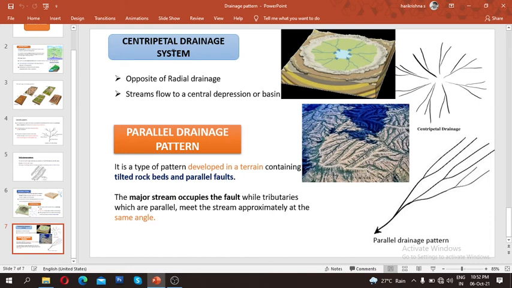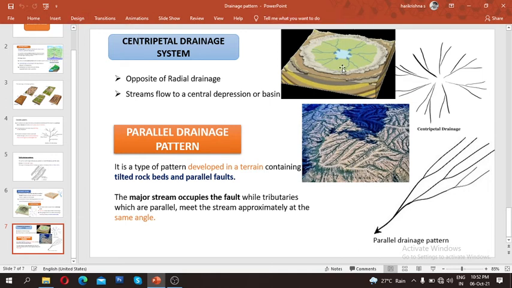Now finally there are two more types. One is centripetal drainage pattern. Actually the figure for centripetal drainage pattern is not shown in the previous slide. So don't mix up your radial and your centripetal. Why? Because both these images, here you can see the centripetal image, are almost the same. Centripetal means that to a central point these tributaries are serving water.